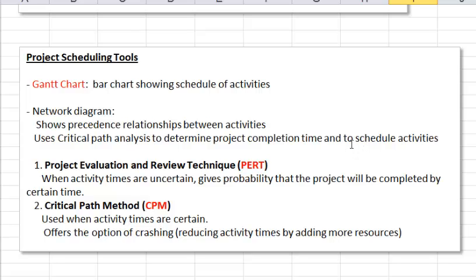But the difference is that PERT is used when activity times are uncertain, and it gives a probability that the project will be completed by a certain time. Now, CPM is used when activity times are certain, and it offers the option of crashing, that is, reducing activity times by adding more resources. But today, the features of both approaches are included in any kind of project management software, so there's really no need to distinguish between the two approaches.